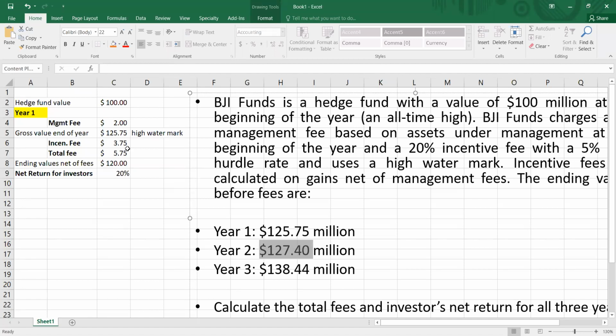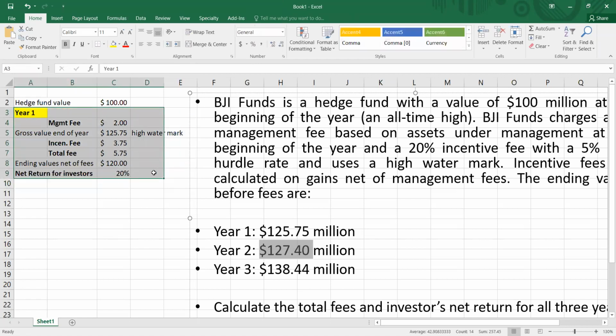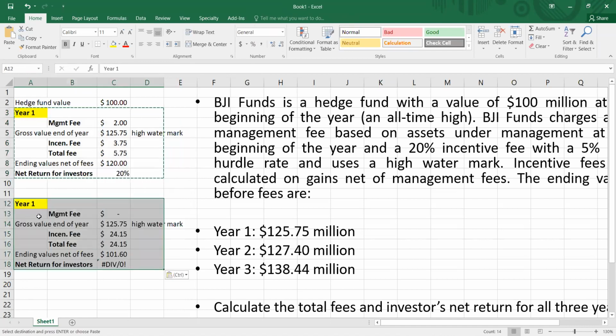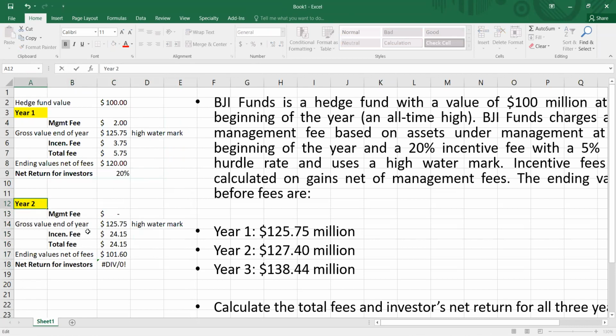Okay, so now we are moving to the second year. I'll just copy it. We are moving to the second year to evaluate it. My second year gross value at the end of the year is 127.40. The beginning of the second year is the ending value of year one, which is 120.